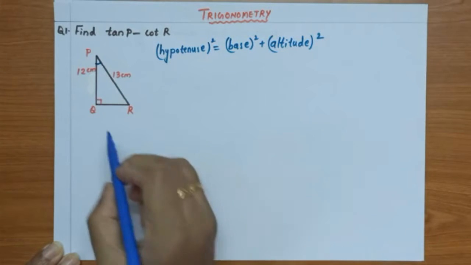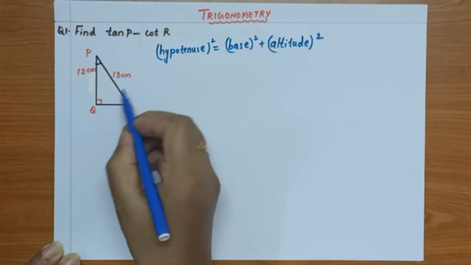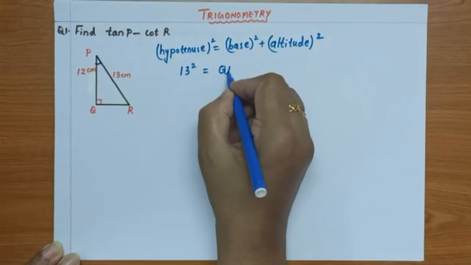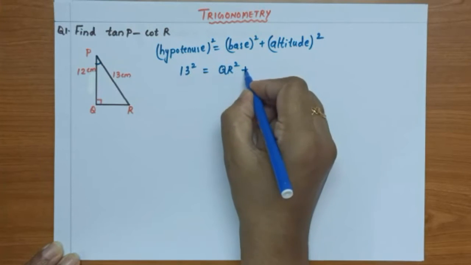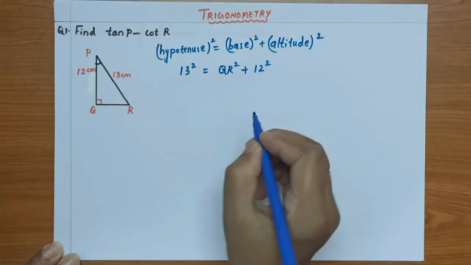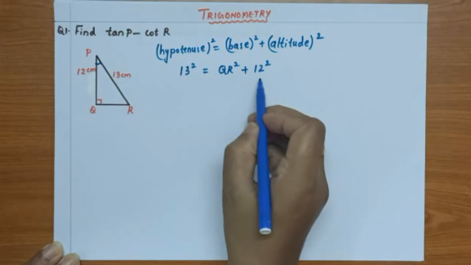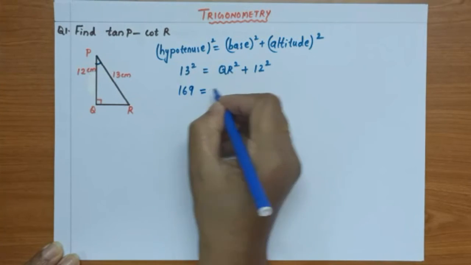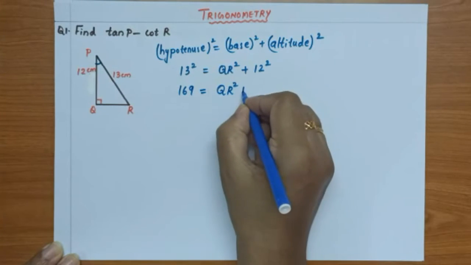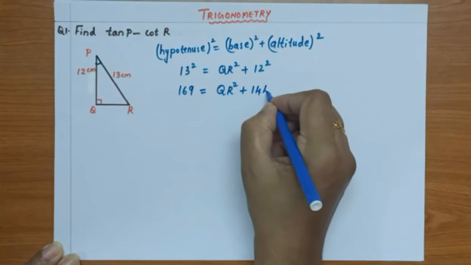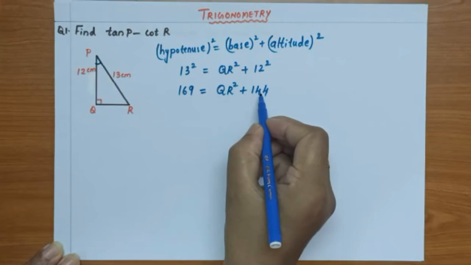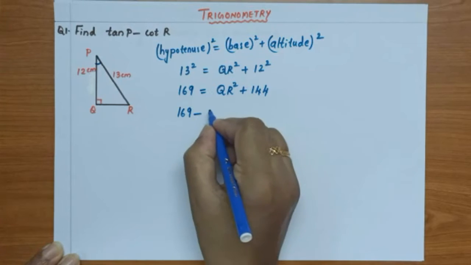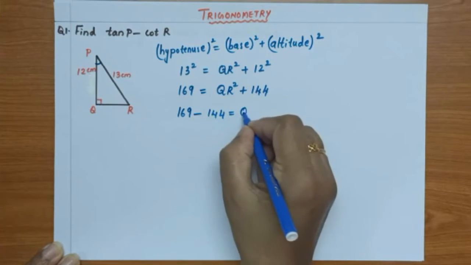Here the hypotenuse is the side which is opposite to right angle, that is PR. So 13 square equal to base, we have to find out, that is QR square, plus altitude, it is 12 square. For finding the value of QR, we can take this 12 square into another side. Before that, 13 square is 169 equal to QR square plus 12 square is 144. Now we can take 144 into another side. That is 169 minus 144 equal to QR square.